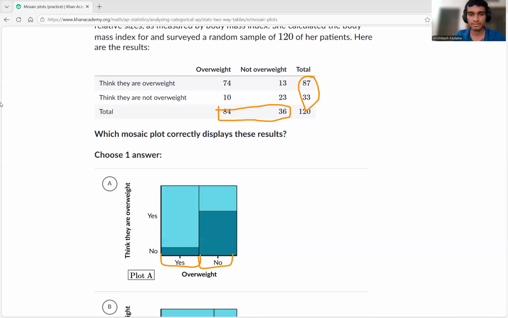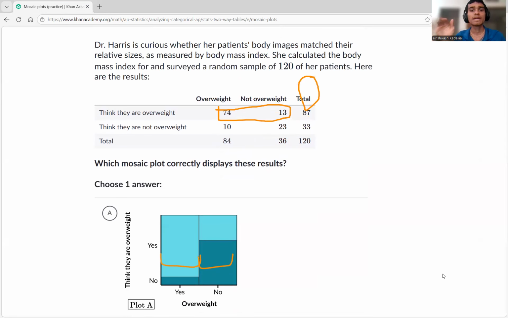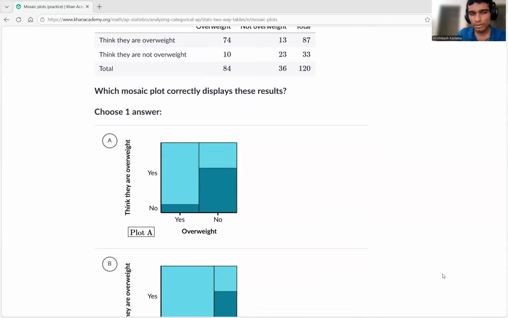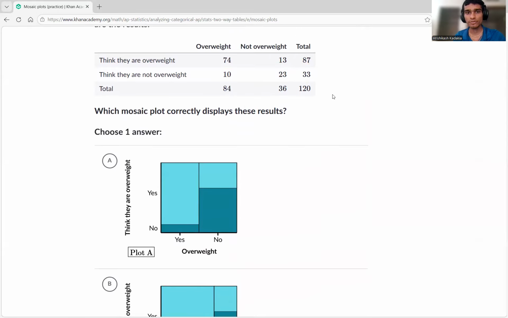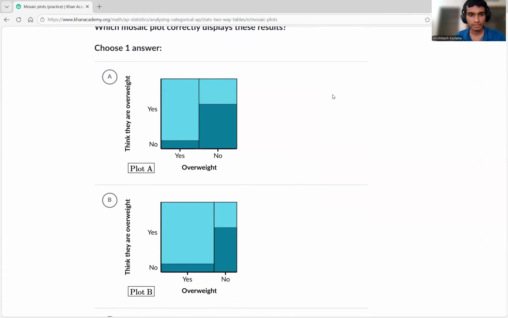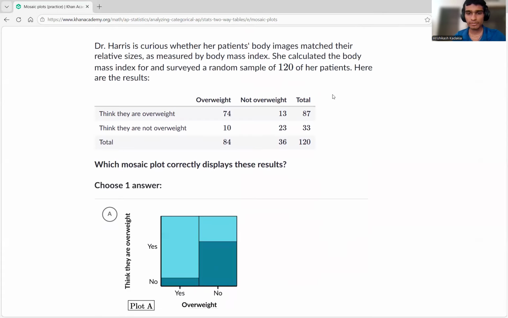We're just talking about whether they are in reality overweight or not. Not about the thinking process, whether they think or not. In reality, are they overweight? We're just seeing this part, with these values. So based on that, we can conclude A doesn't seem like an option. It actually seems to be equal here in A, whereas 84 and 36 can't be equal. 84 of the participants are overweight and 36 are not. In total we have 120.